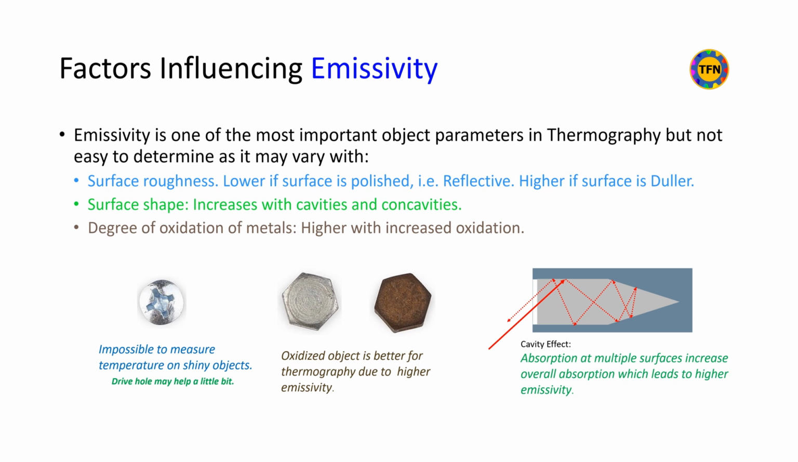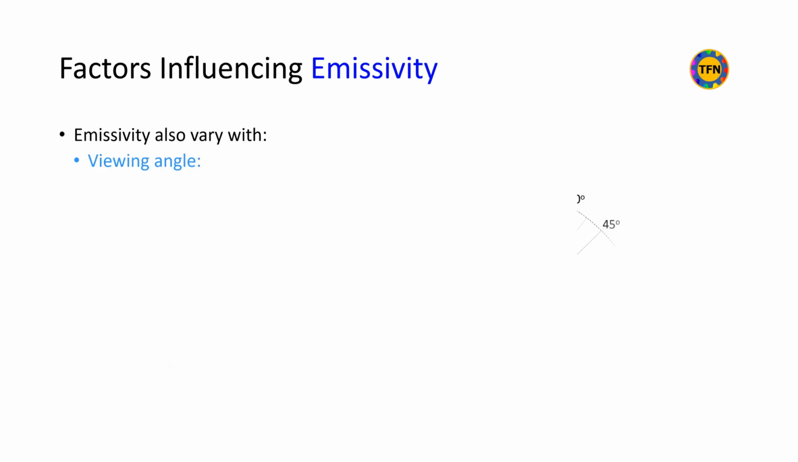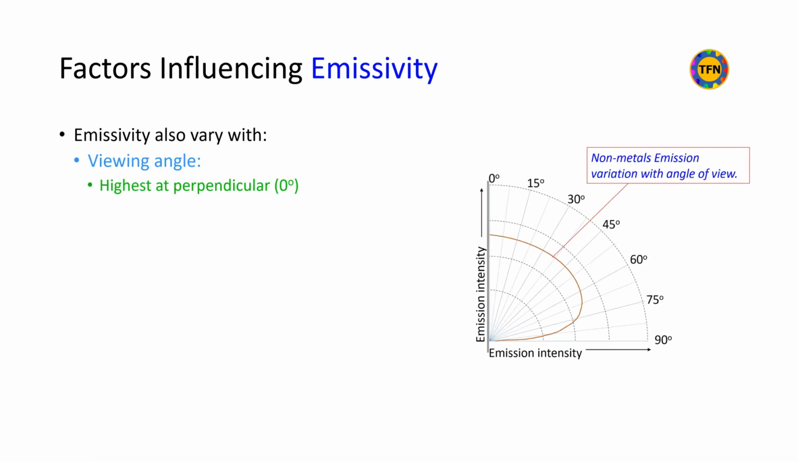Emissivity increases with rough surface and decreases with polished surface. Metals are usually shiny and therefore have lower emissivity, but oxidation increases it. Another important factor is the geometrical shape. Emissivity increases with cavities due to absorption at multiple surfaces. Other factors influencing emissivity are viewing angle, object temperature, and camera wavelength.